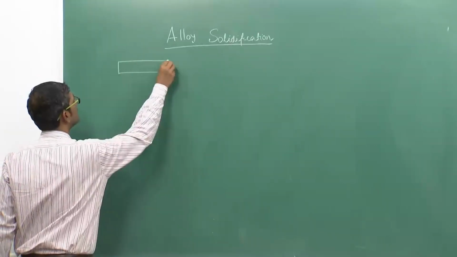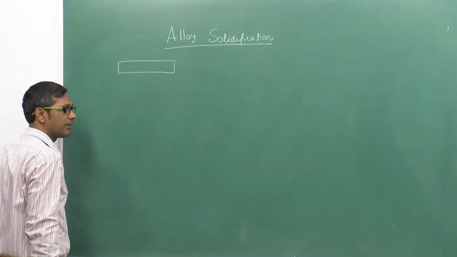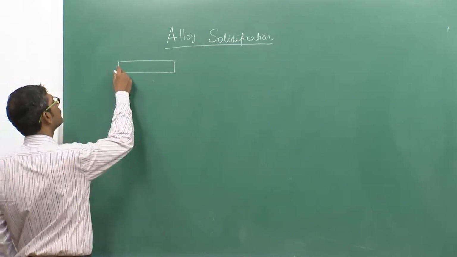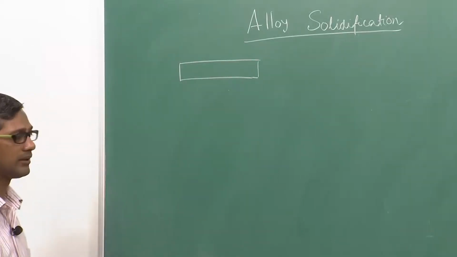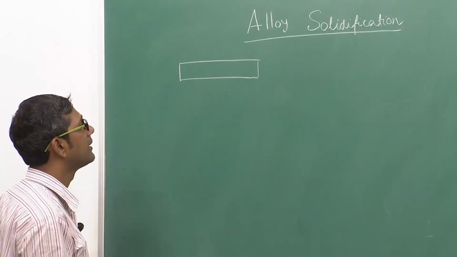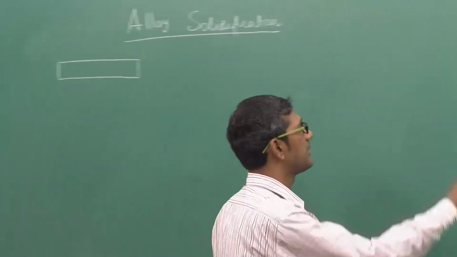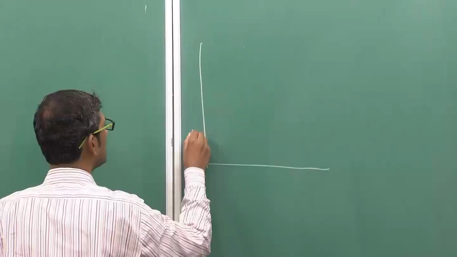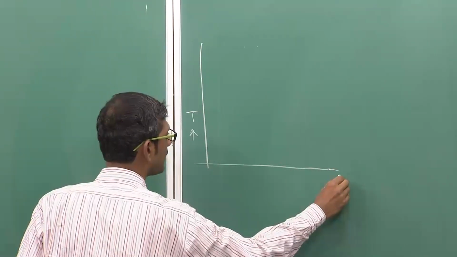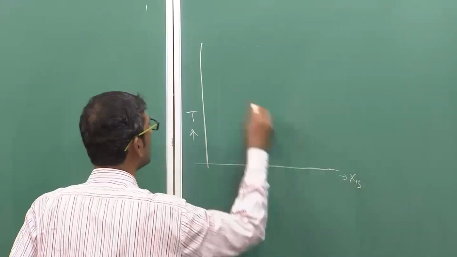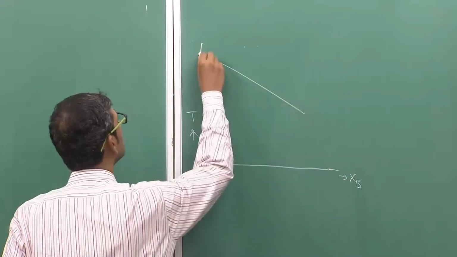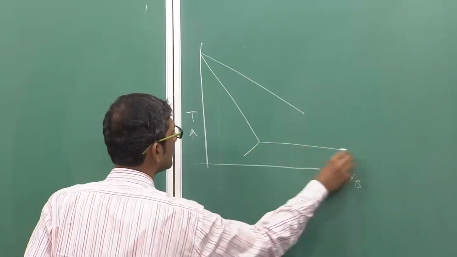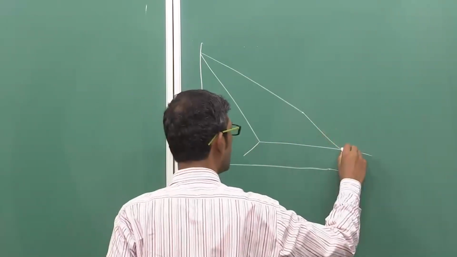under equilibrium condition. Suppose I have a bar of this kind of shape and I want to solidify it; this bar contains an alloy with a certain amount of solute. I keep this phase diagram on the right side, which I drew in the last class also, to make things very clear, with a little modification as far as the composition axis is concerned.